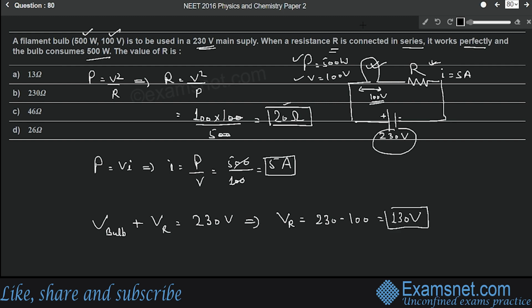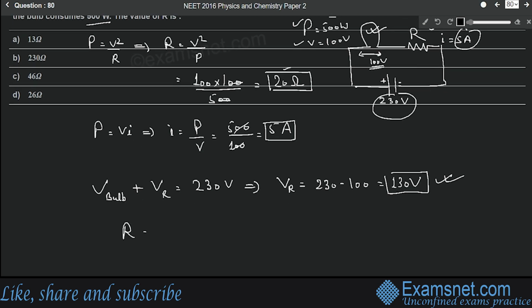Now if we talk about the resistance R, here the voltage is 130 volt and the current passing is 5 ampere. So what will be the resistance? Resistance R will be equal to the voltage at this R divided by the current, and we have seen that it is 130 volt upon 5 ampere. So that will be equal to 26 ohm. The value of this resistance is 26 ohm. That means which option will be the correct one? Option number D is the correct answer.